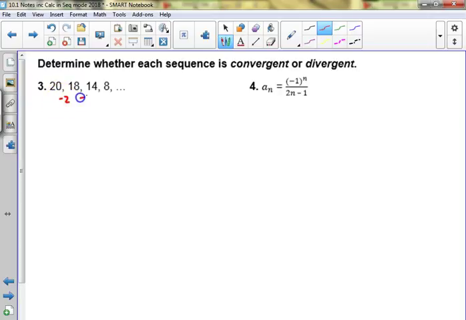-2, -10, -12. Is it going to approach any particular number? No, it's going to keep getting smaller and smaller and smaller and more negative. Okay. What about this one? This one we could graph.